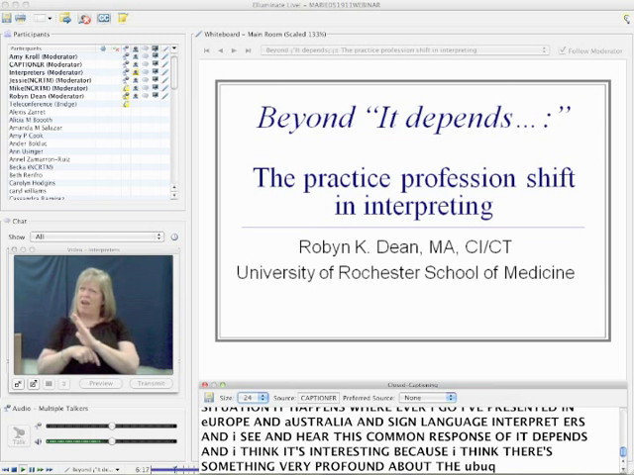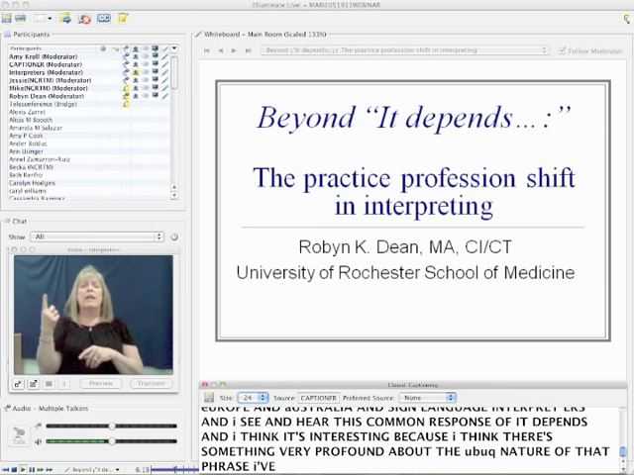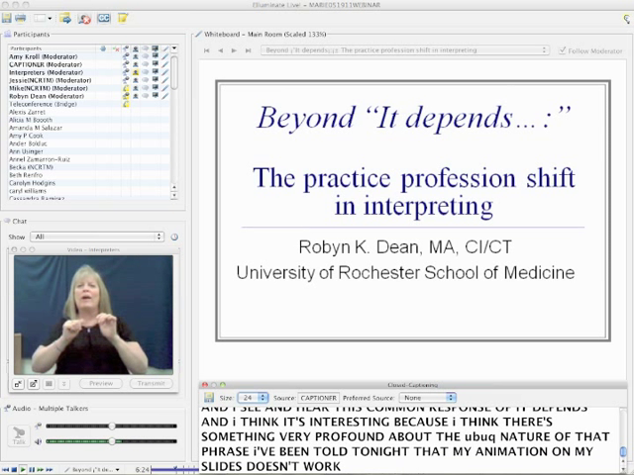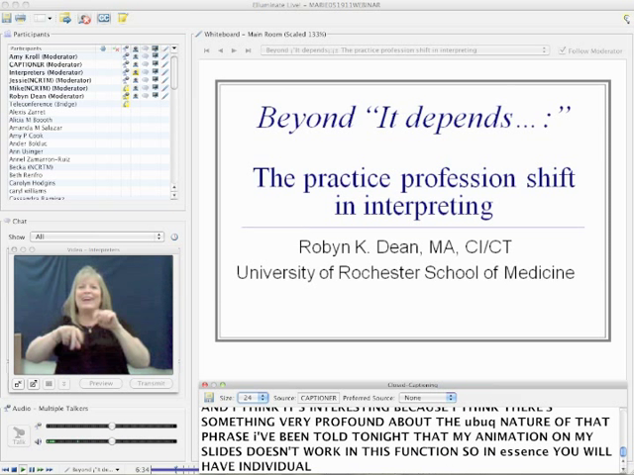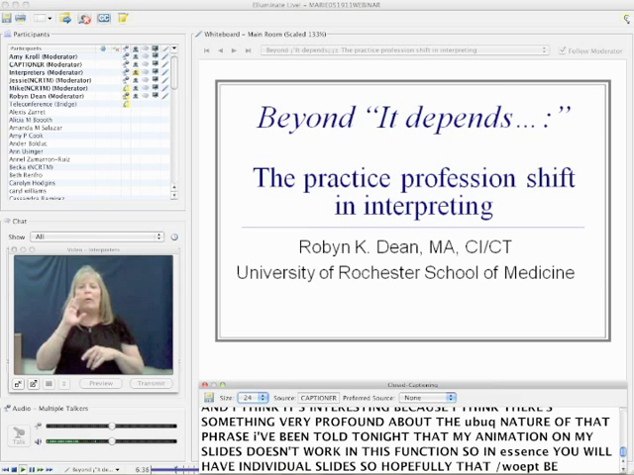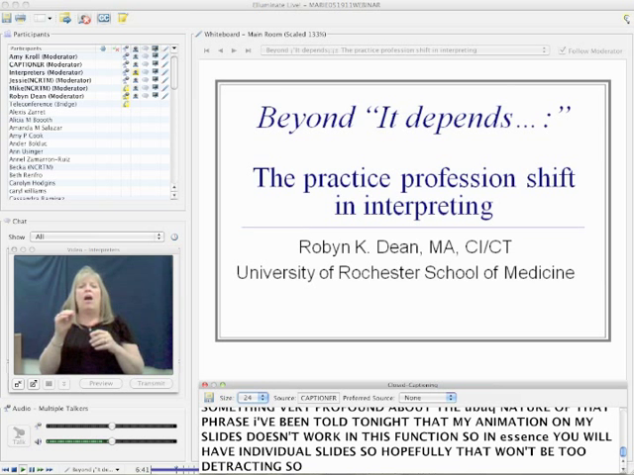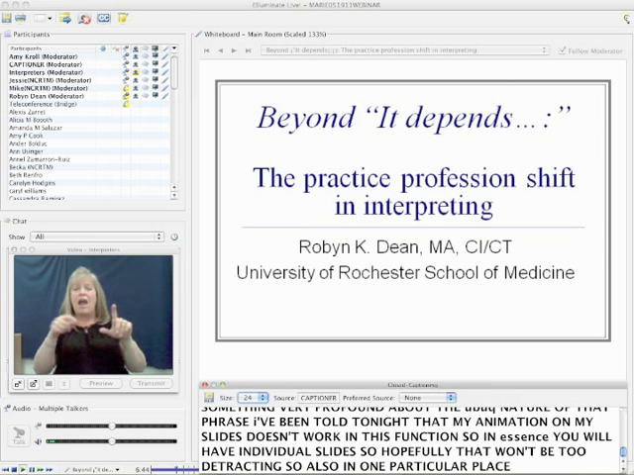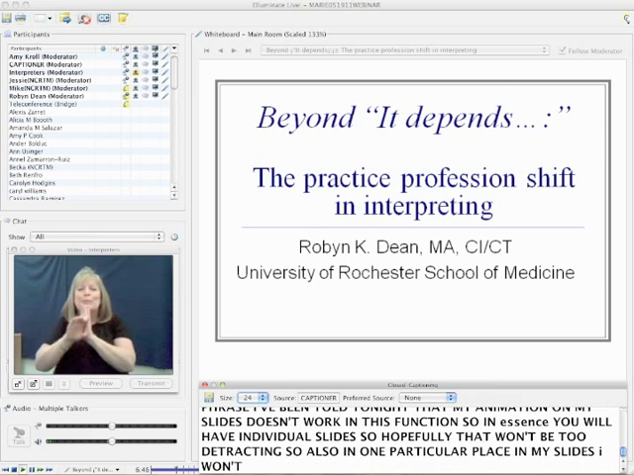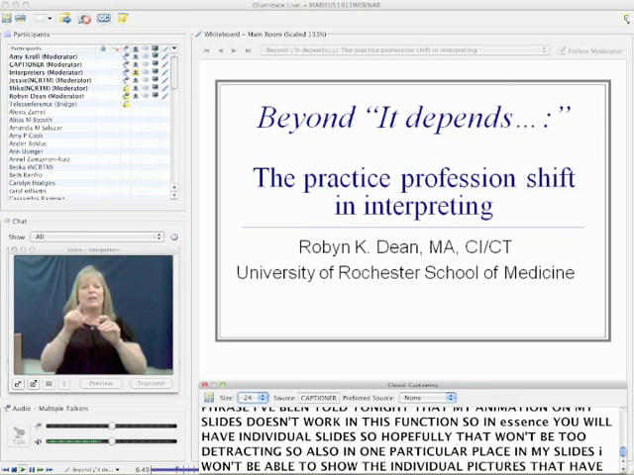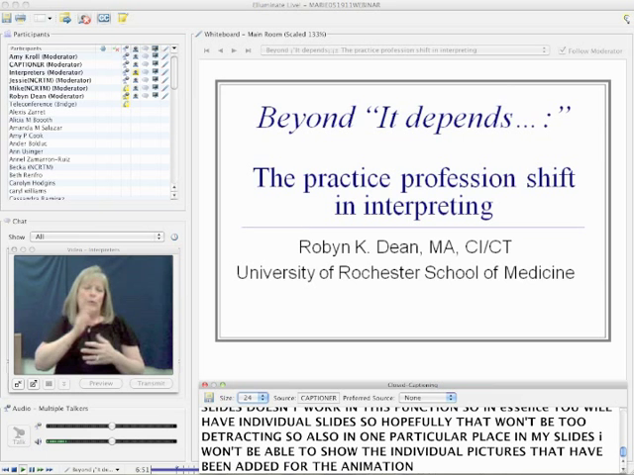I've been told tonight that my animation on my slides does not work in this function. So in essence, what you'll have are very busy slides. I apologize for that. I won't be able to move points up individually. So hopefully that won't be too terribly distracting to see the points laid out. Also, in one particular place in my slides, I won't be able to show the individual pictures that have been added for the animation because they won't work. So I apologize in advance for that. Next time I'll know I don't have animation function.